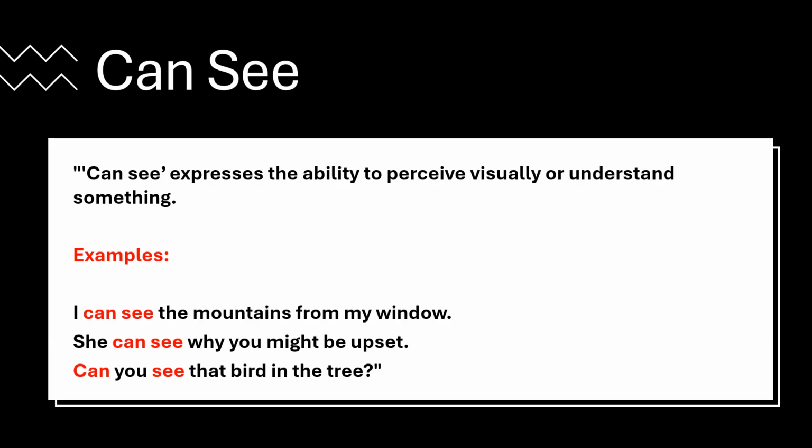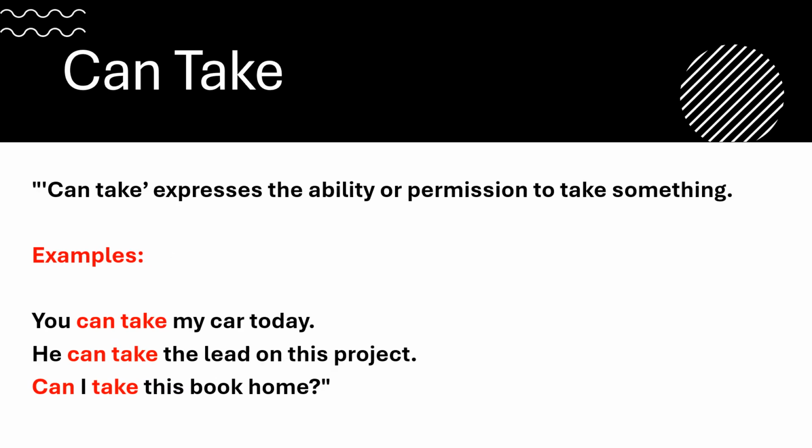Can see. Can see is used to express the ability to perceive visually or understand something. For example, I can see the mountains from my window. She can see why you might be upset. Can you see the bird in the tree?